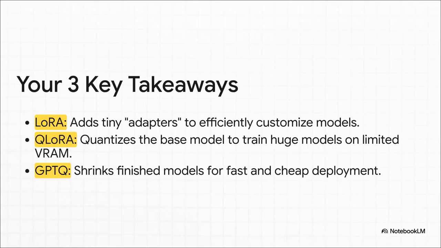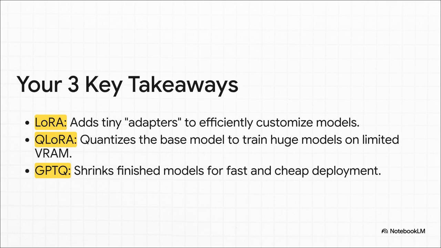All right, so let's boil this all down to your 3 key takeaways. Number 1, LoRA is the sticky note method. It adds tiny, trainable adapters to efficiently customize models. Number 2, QLoRA takes that a step further, letting you train massive models on consumer hardware by compressing the base model first. And number 3, GPTQ is your go-to for shrinking a finished model to make it fast and cheap to actually run.